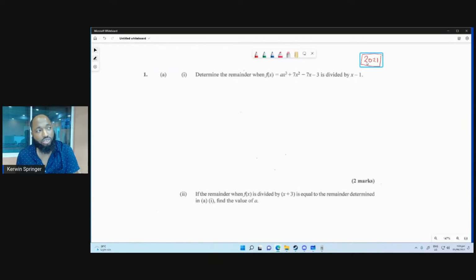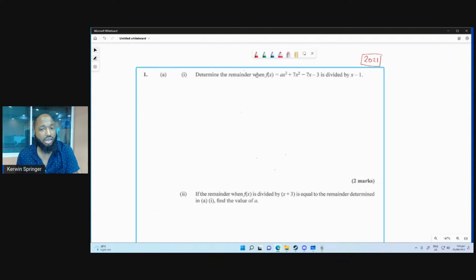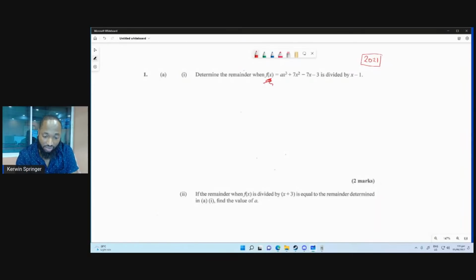So I'm saying this is the 2021 paper, and it is one of the best ones to revise from right now, seeing that the syllabus changed last year. The changes are big enough. They took out functions, so advanced students, you can just ignore functions. Certain parts of functions are still there. So what I really pick out is the composite and inverse things, which are already tested in maths. Forget that.